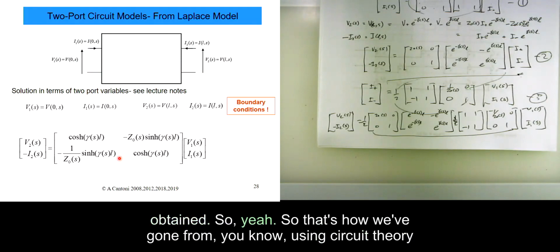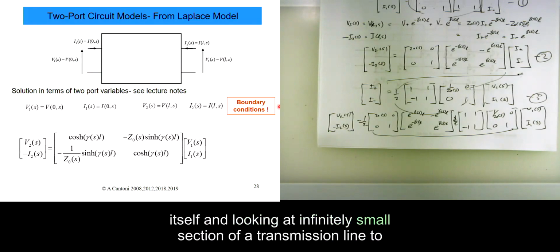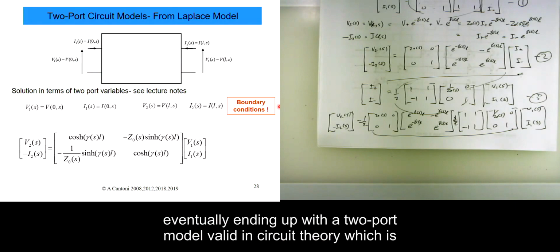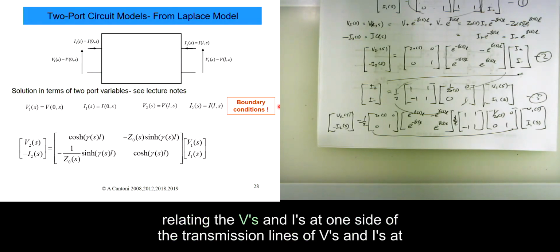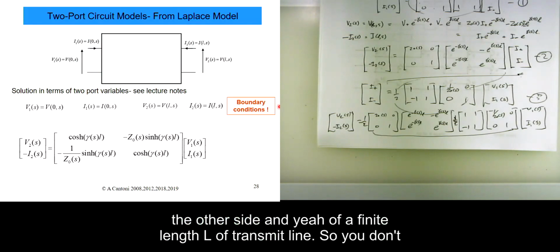So that's how we've gone from using circuit theory itself and looking at an infinitesimally small section of a transmission line to eventually ending up with a two-port model, valid in circuit theory, which is relating the V's and I's at one side of the transmission line to V's and I's at the other side, for a finite length L of transmission line.